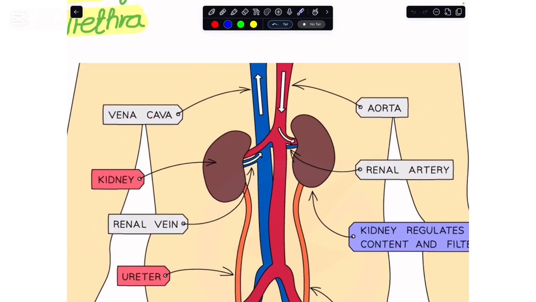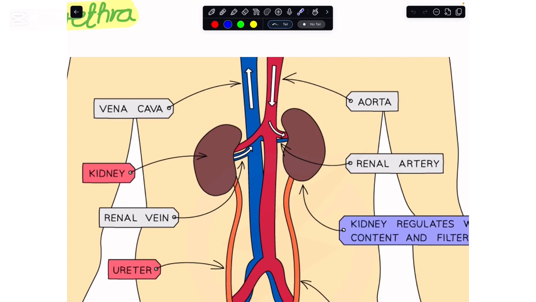Now, since I have produced waste materials in many parts of my body and taken them into the blood plasma, this blood plasma is what carries the waste material to these kidneys. From the aorta, the major artery in our body, the renal arteries get out, and these renal arteries take the waste materials into the kidneys, and ultimately the kidneys remove the waste materials available within the blood plasma.